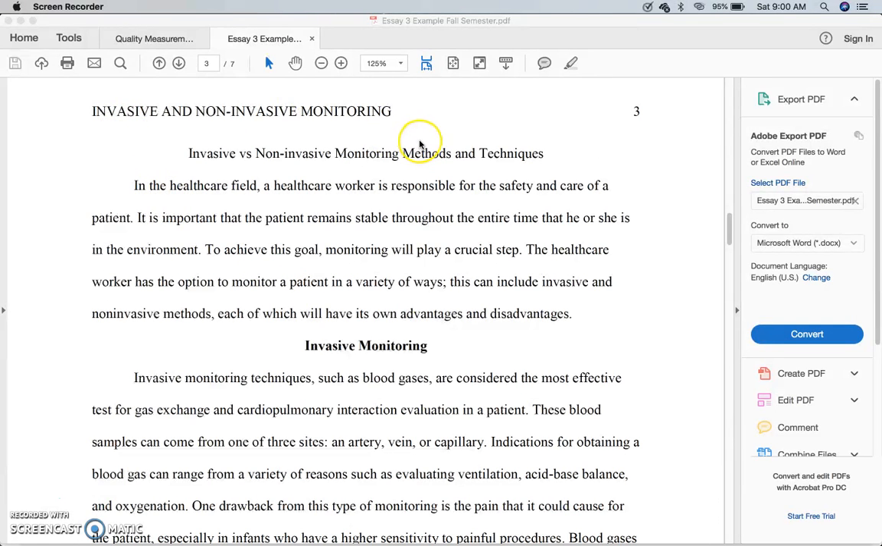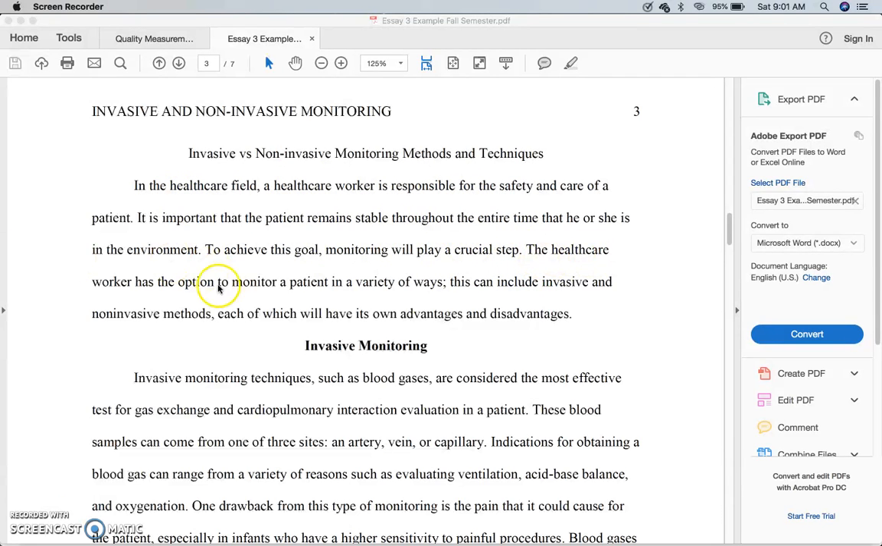Same thing. Look at the header. It does not say running head. It follows the same format as page 2. And then we have the title of the paper, Invasive versus Non-Invasive Monitoring Methods and Techniques. Then I'm talking about, here's the introduction, okay?